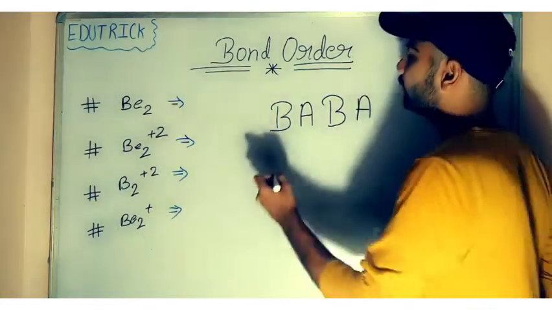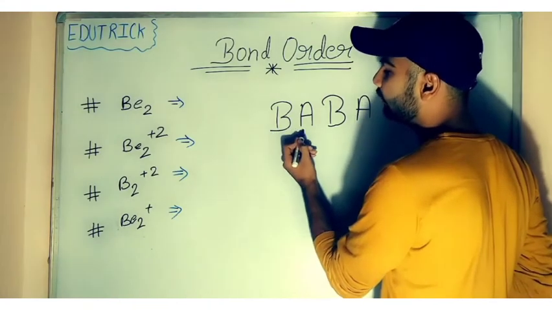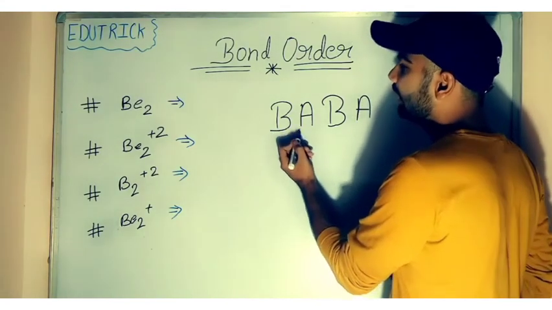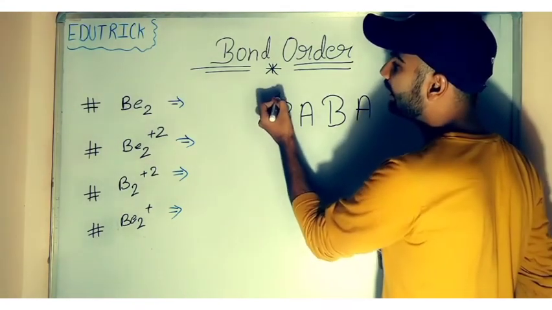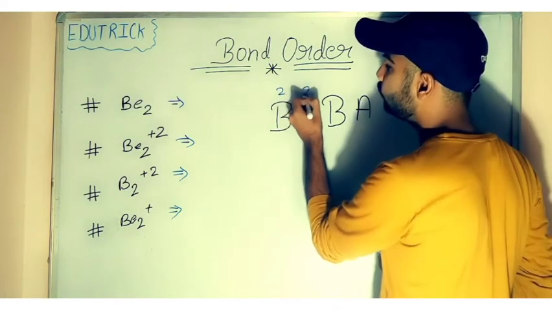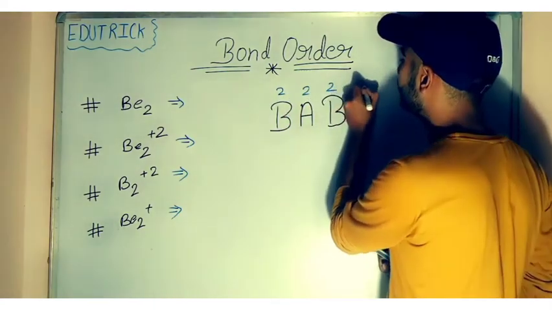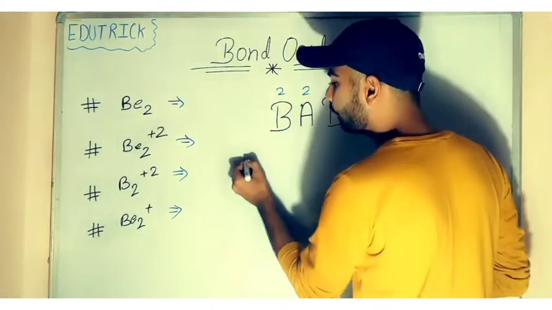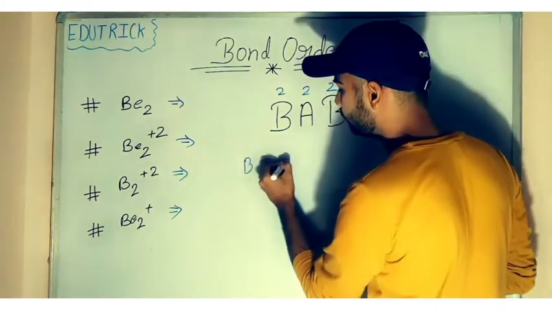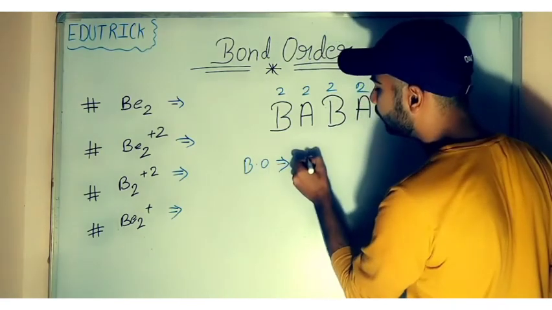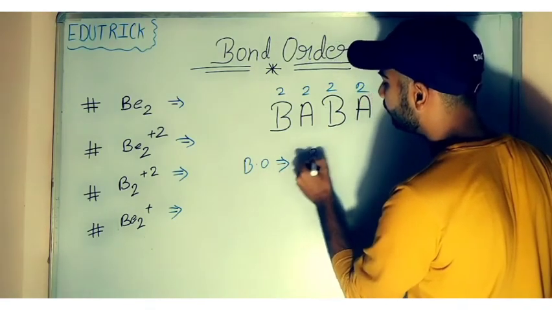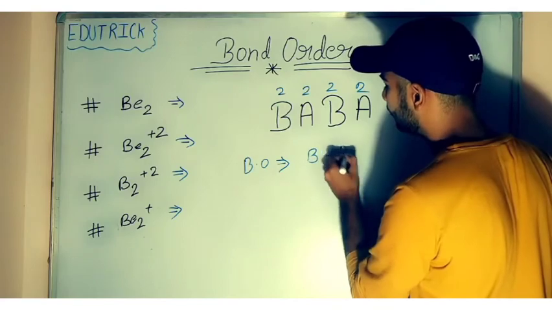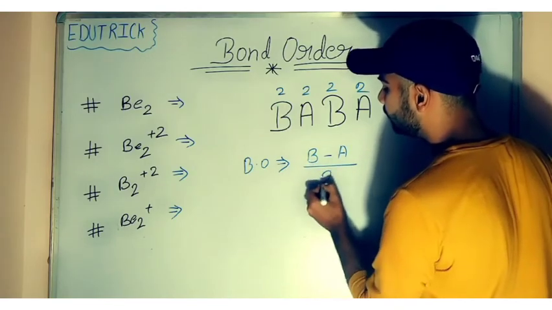B stands for the bonding molecular orbital, A stands for the anti-bonding molecular orbital. Bonding has 2 electrons, anti-bonding has 2, bonding has 2 and anti-bonding has 2. So the formula is: bond order equals the total electrons in the bonding orbital minus the total number of electrons in the anti-bonding orbital, divided by 2.